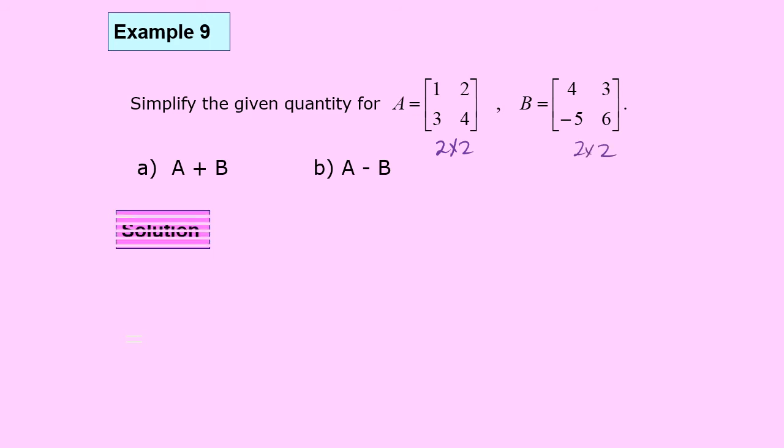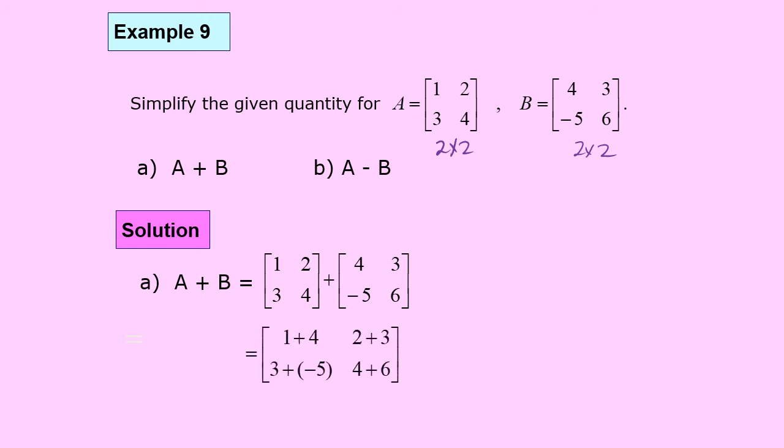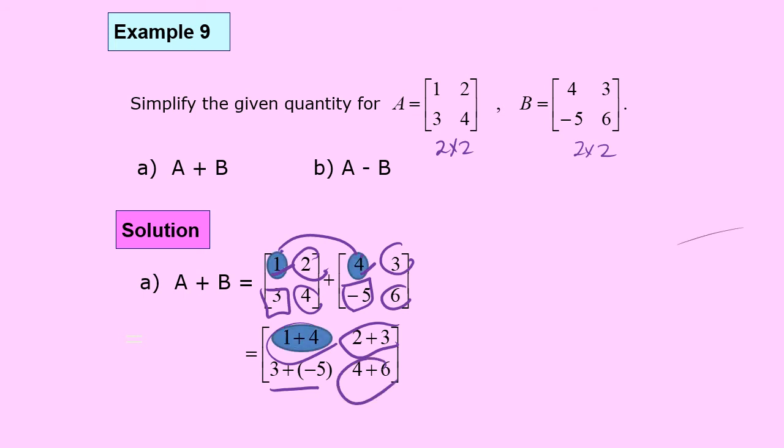So for A plus B, we add up all the elements depending on the position. For example, for A11, here is B11. So adding up A11 with B11 will be 1 plus 4. And then 2 with 3. And then 3 with negative 5. And then 4 with 6. So what is the answer? We will get 5, 5, negative 2, 10.